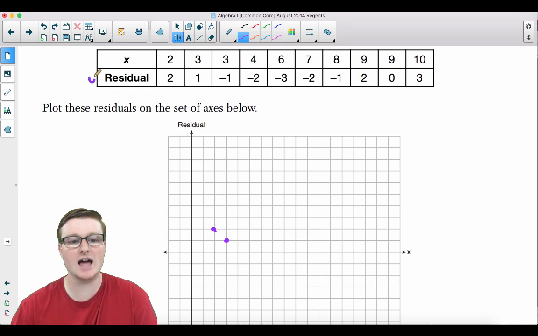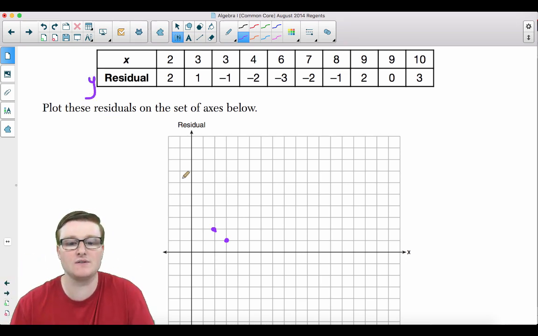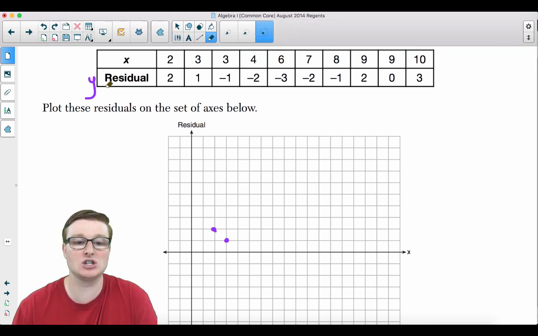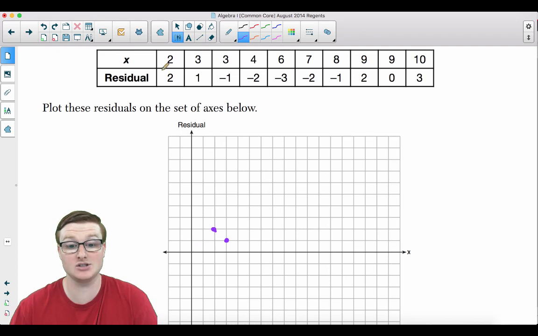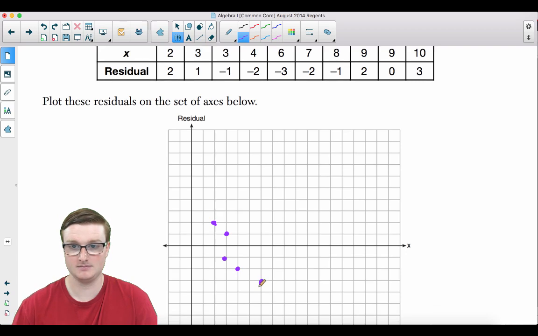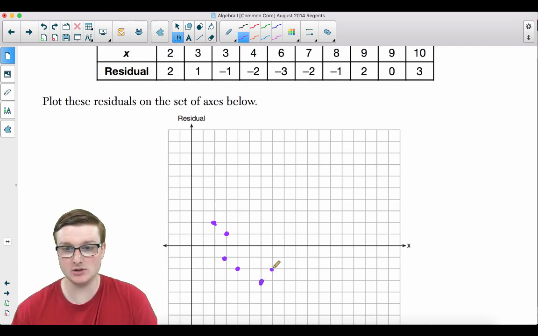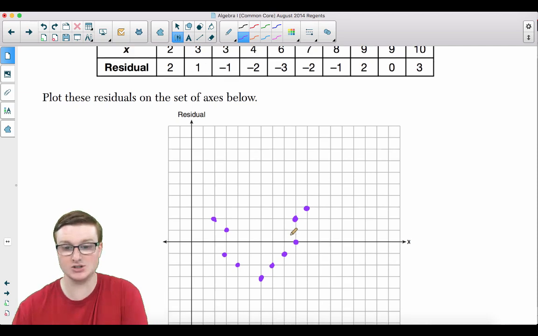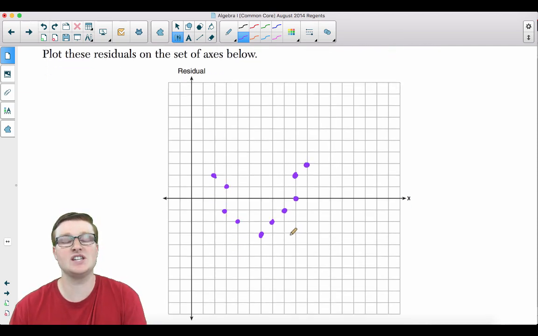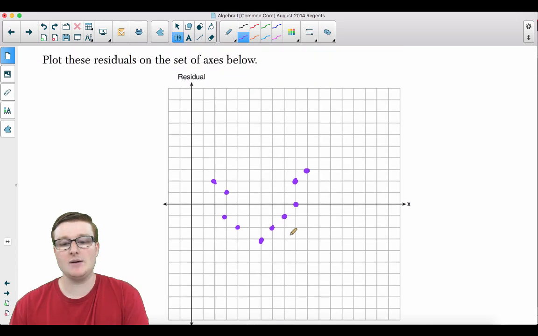These are your residuals. I kind of like to call these the y values because of your vertical axis. Just don't call this your y-axis. Just know that it is considered the residual, but it's your vertical axis. So 2, 2, 3, 1, go to the right 3 down 1 for negative 1, 4, negative 2, 6, negative 3, 7, negative 2, 8, negative 1, 9, 2, 9, 0, and 10, 3. Okay, so this is my residual plot. So that will give you 1 point on the regions.